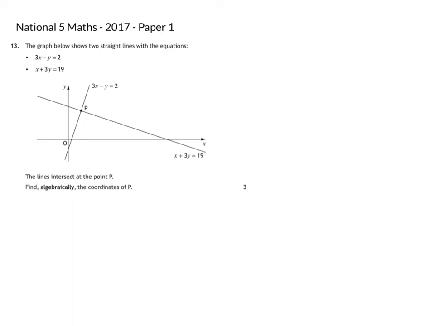Even if it's in context, that's still what you're doing. So we need to first of all look at our two equations. I'm going to write them out. So we have 3x minus y is equal to 2, and we have x plus 3y is equal to 19. So we can see that looking at either our x terms or our y terms, we don't have any consistent numbers in front of them. So we're going to either have to scale one or both of these.